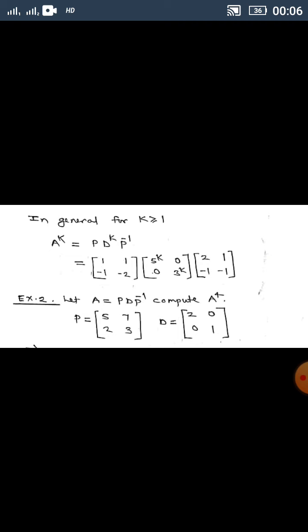So you can consider the example number 2. Let A is equal to PDP inverse. Compute A raised to 4. What is P? P is [5, 7; 2, 3], and D is [2, 0; 0, 1]. You have to compute A raised to 4.